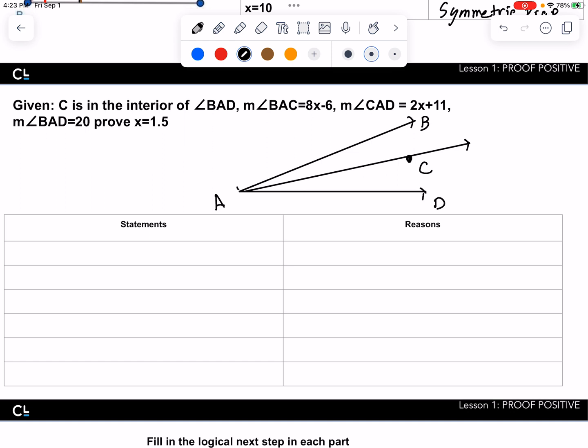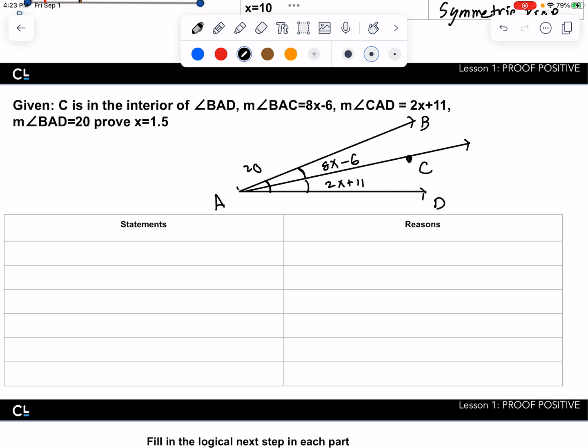Now let's label. BAD, that's the full angle. So BAC, that's this angle here. And we're saying that's 8x minus 6. CAD, that's this angle here. That's 2x plus 11. And then the full angle BAD, well, that's 20.